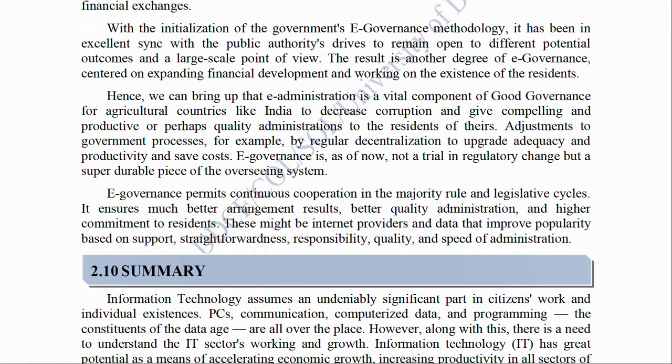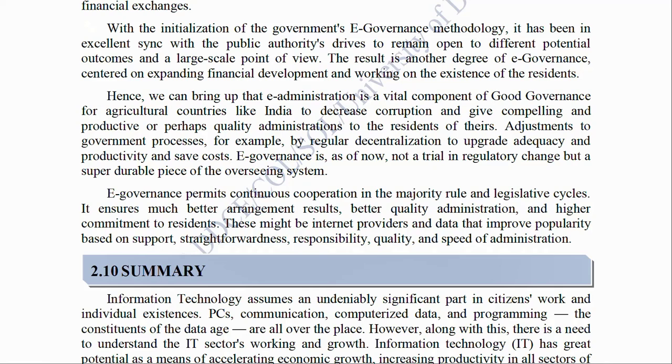With the initialization of the government e-governance methodology, it has been in excellent sync with the public authority drives to remain open to different potential outcomes and a macro perspective. This results in another degree of e-governance centered on expanding financial development and improving the life of residents. Hence, we can point out that e-administration is a vital component of good governance for agriculture countries like India to decrease corruption and give effective and efficient or perhaps quality administrations to their residents.